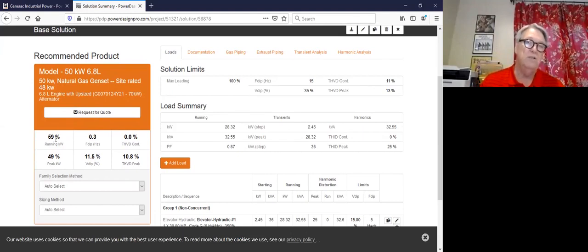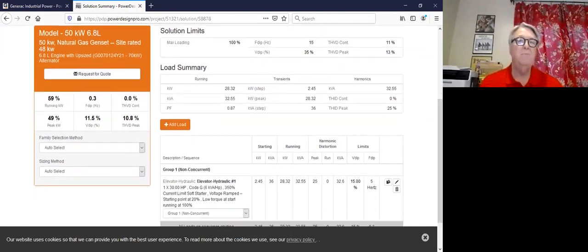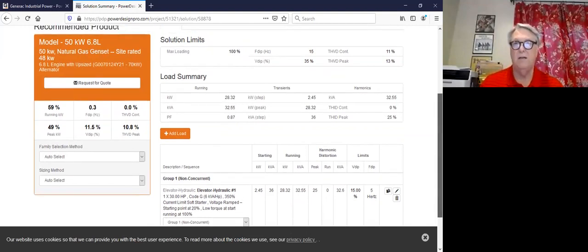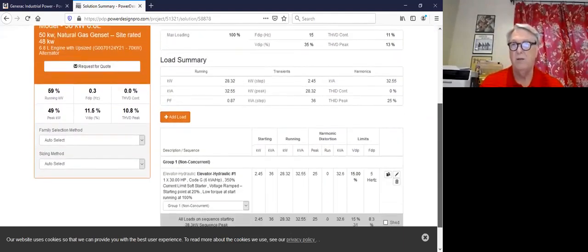Our running kilowatts is 59%. Our peak kilowatts is 49%. Our maximum voltage dip was 11.5. We're okay there because we can tolerate 15. And our total harmonic voltage distortion is 10.8. I'm going to be okay with that because it's just for a fraction of a second, or maybe a second while you're starting that. And then there's a lot of other information in here.